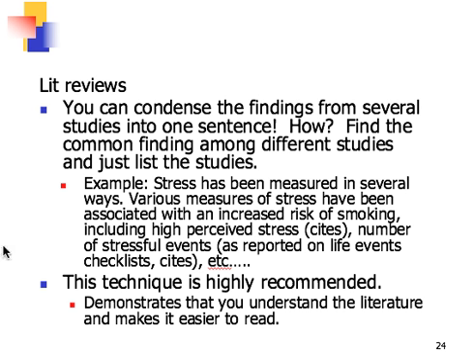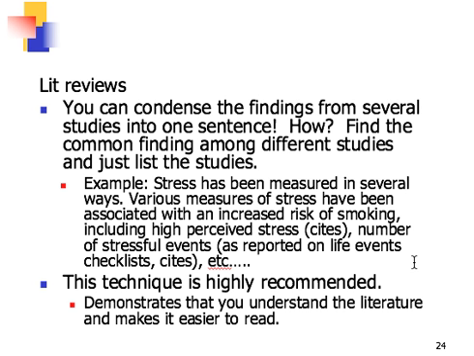Here's an example of how you can write a few sentences with multiple citations. Let's say you want to say that stress has been measured in several ways. Various measures of stress have been associated with an increased risk of smoking, such as high perceived stress, that's one way of measuring stress, the number of stressful events, that's another way of measuring it, and it goes on from there. You'll see where the citations are listed right here. This technique is highly recommended, and it demonstrates that you understand the literature, and it makes it easier for people to read if you can do that.